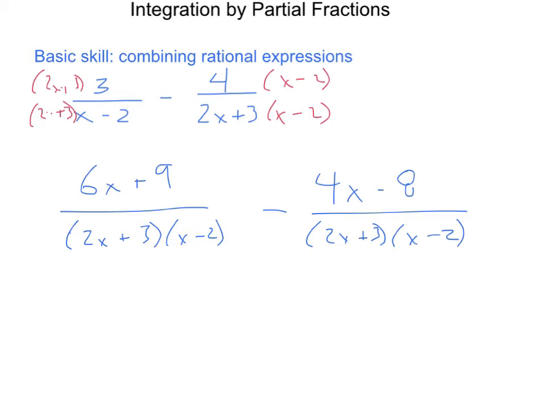So when we push these things together, we're going to end up with 2x plus 17, all over 2x squared minus x minus 6. Okay? So, do we know how to do that? Yay, fantastic. Now let me explain to you the point of partial fractions.